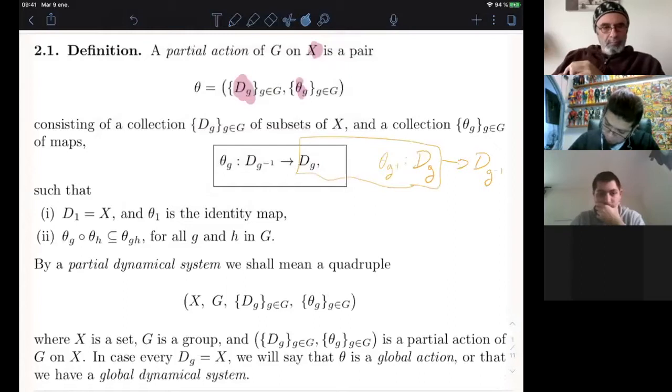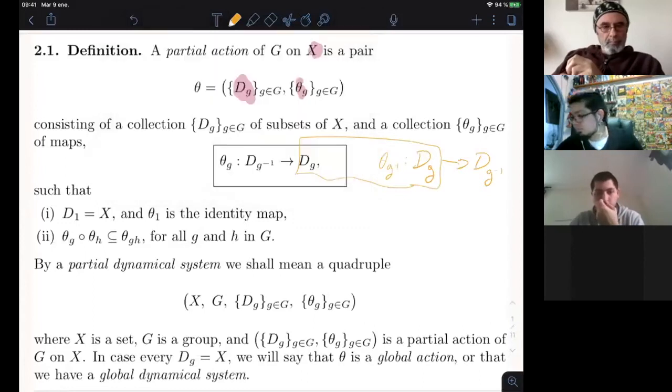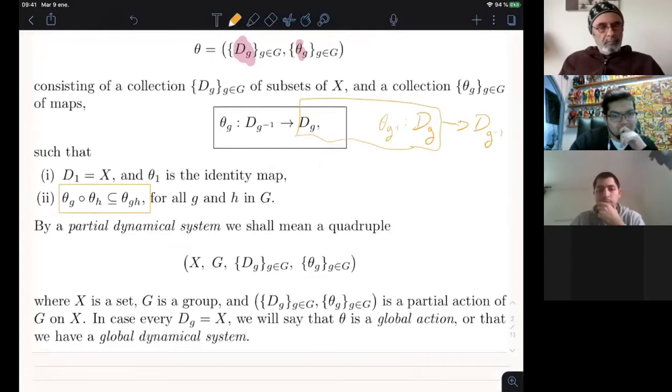Well, reasonable hypotheses, such as the one of this group is going to be the identity, and its domain is going to be the whole space. And the other one is going to be this one, which is very reasonable, because what it says is that composition works well with the operation of the group. And we have to understand here what this notation means.